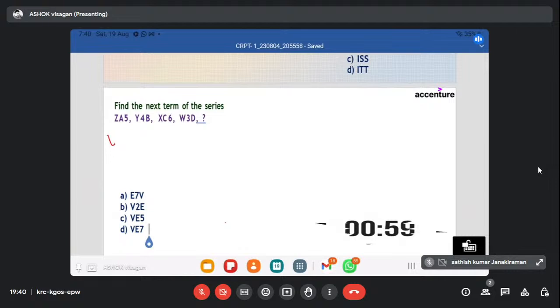If we check the second one and fourth one, alternately it is reduced by 1: 4 and 3. So here the first and third numbers alternately increase by 1. So 5, 6, the next one is 7. VE7 is the answer for that. Just note down the answer. Option D.